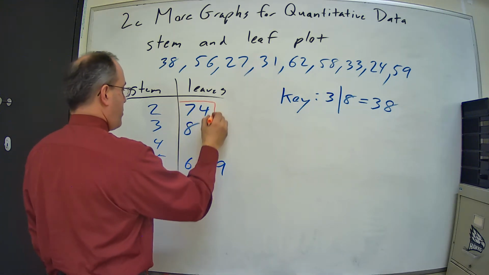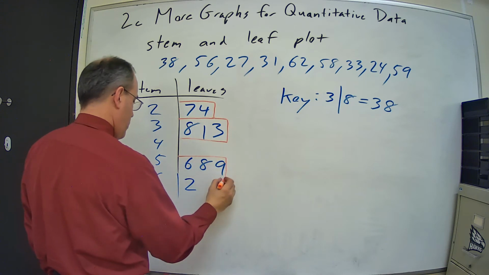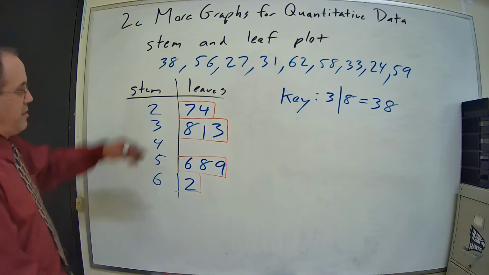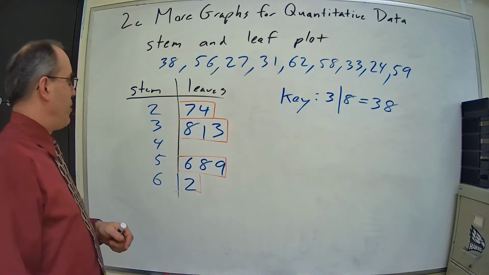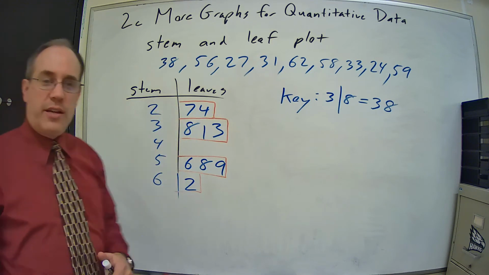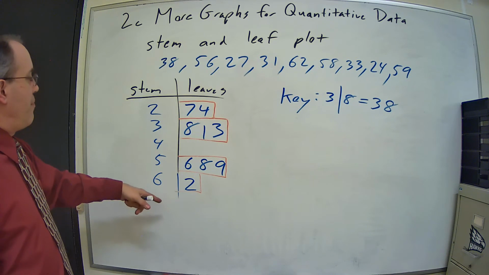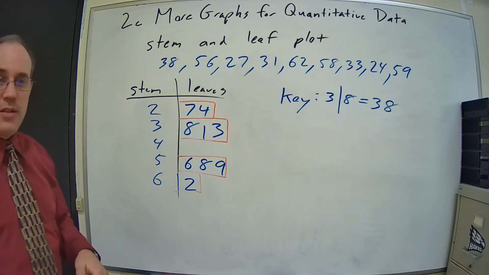But what if I were to put these little boxes around these and tilt this, rotate it 90 degrees. And what do we have? Doesn't that look like a histogram? In fact, that's a histogram with a class width of 10, the 20s, the 30s, the 40s, the 50s.